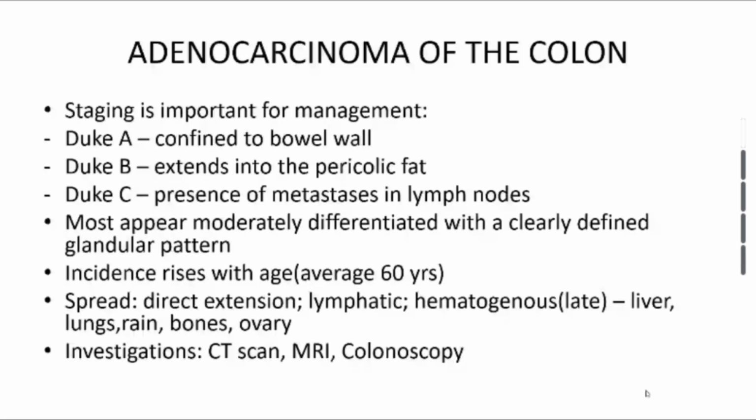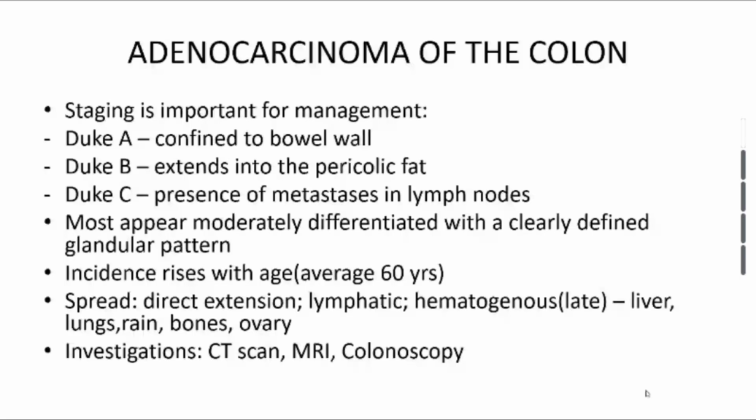But if you do Duke B, it is extended to the pericolic fat, that is the fat that is around the colon. And then Duke C is presence of metastasis in the lymph node. So if you look at the lymph node around the colon, the tumor has gone there. So that will be Duke C. And of course, this one is important because it helps you in management.